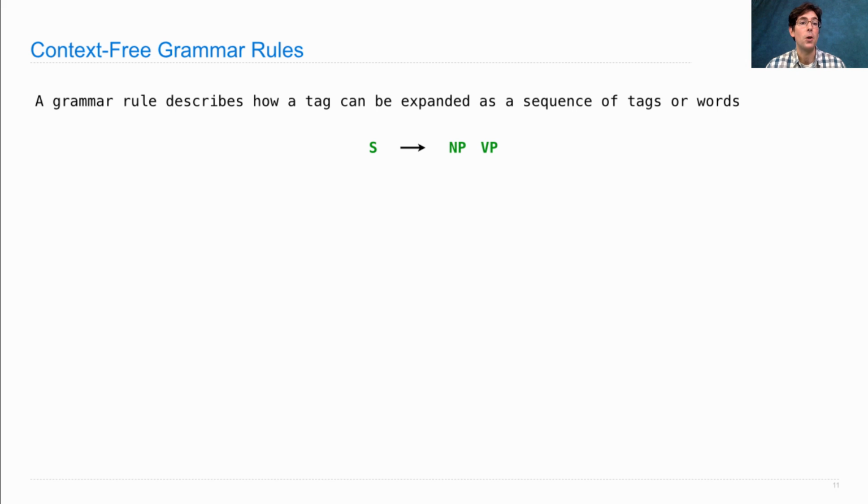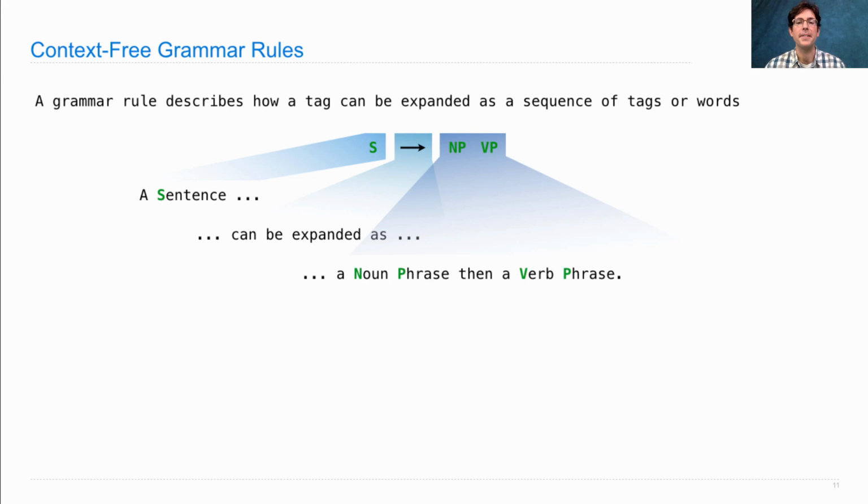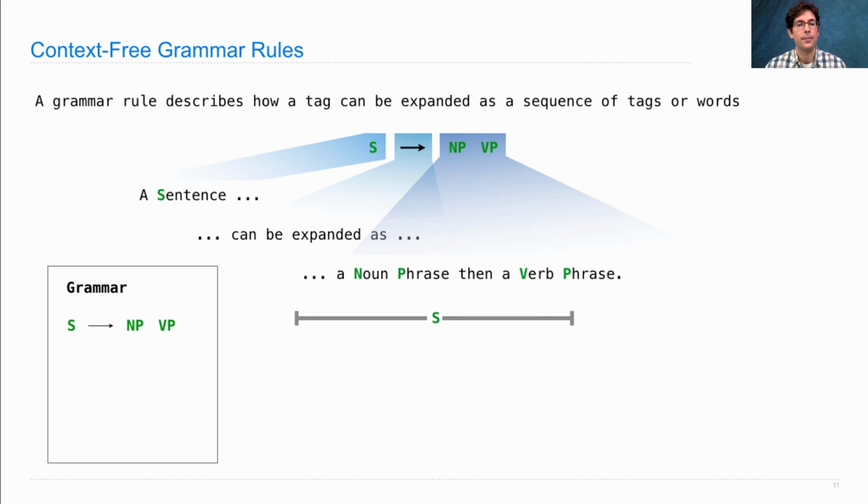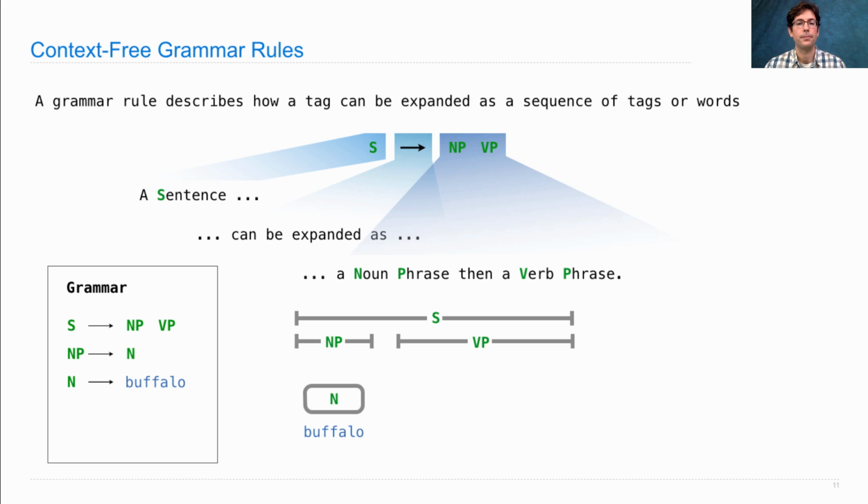So for instance, we'll have context-free rules that look like this one, which can be interpreted as a sentence can be expanded as a noun phrase, then a verb phrase. So here's a more complete grammar, which is a collection of rules. We have the one above, and that allows us to construct a sentence out of a noun phrase and a verb phrase. Then we need to know how to expand a noun phrase. A noun phrase could be just a noun, and a noun could be the word buffalo.